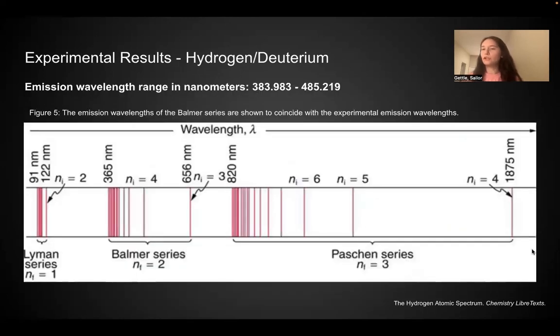But how do we know which energy level transitions we were investigating? So the experimental wavelength range for the emissions was about 380 to 485. And based on the known Balmer series of the hydrogen atom, we can see that those wavelengths coincide well with the n equals higher level to n equals 2 energy transitions.